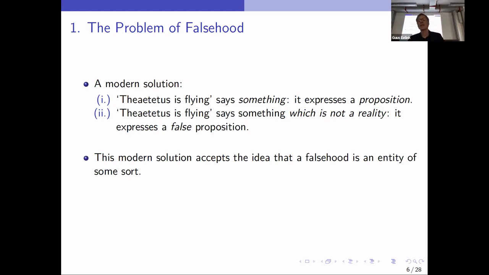And now one of my claims today, but I'm not the only one to claim this, someone who has claimed this is Paolo Crivelli in his monograph on the Sophist, is that Plato's solution to the problem of falsehood is more radical in that it does not accept this idea. Indeed, it rejects this idea that a falsehood is an entity of some sort.